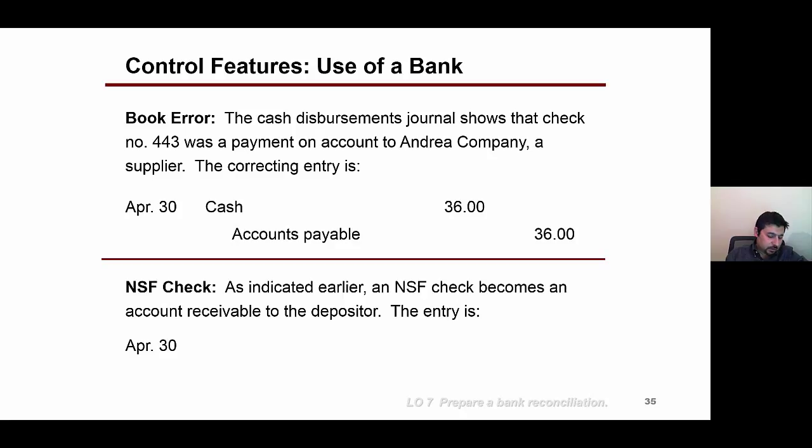The second one here is for a bounced check. The company originally would have recorded that as a deposit, so they would have debited cash and credited accounts receivable. At this point, we need to reverse the entry, so the company would debit accounts receivable $425.60 and credit cash $425.60. This is basically to reverse the recording of the payment that was made earlier using that same check.